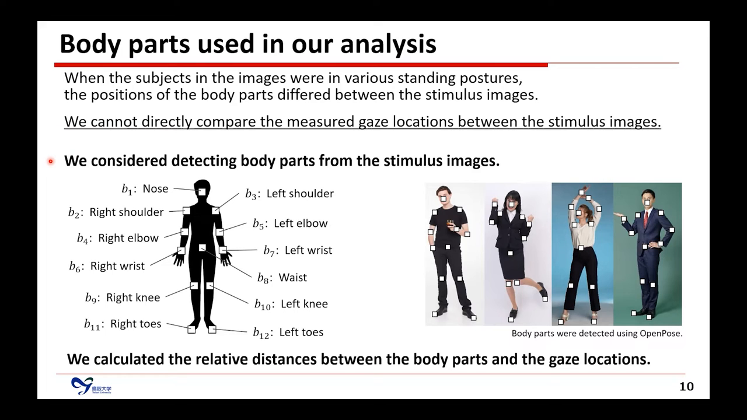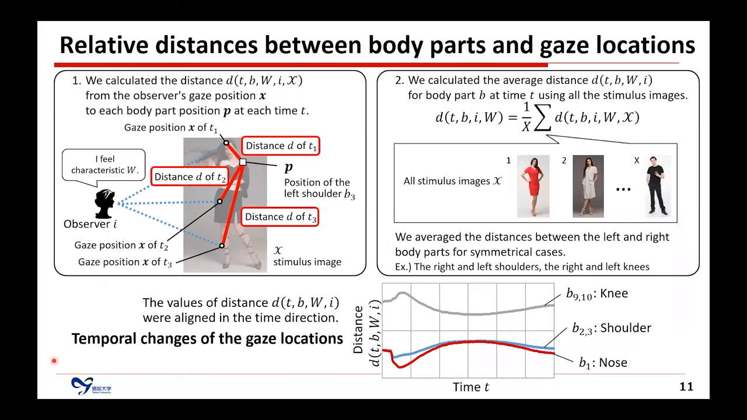We use 12 body parts from this one to this one. We show examples of body parts detected in the stimulus images. We calculated the relative distances between body part and gaze location. We explain how to calculate relative distances between body part and gaze location.